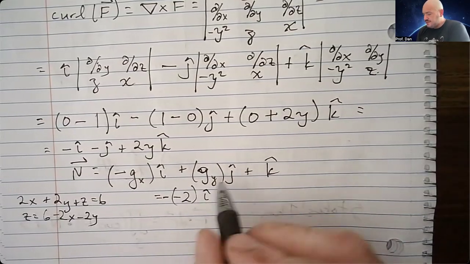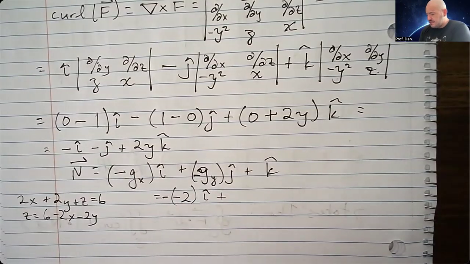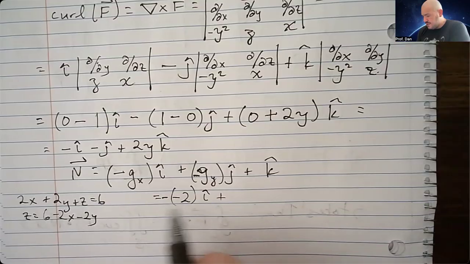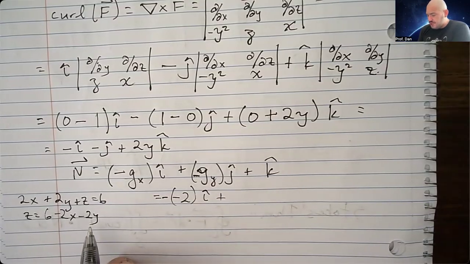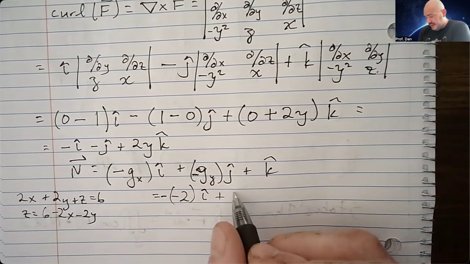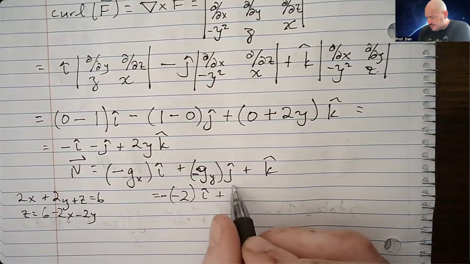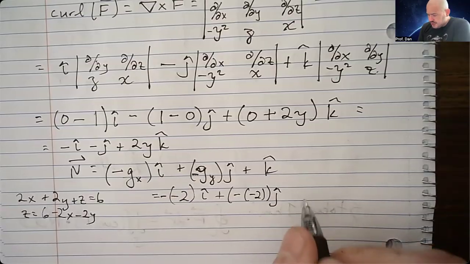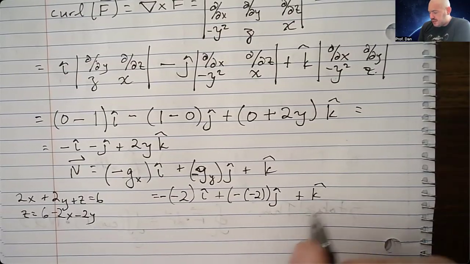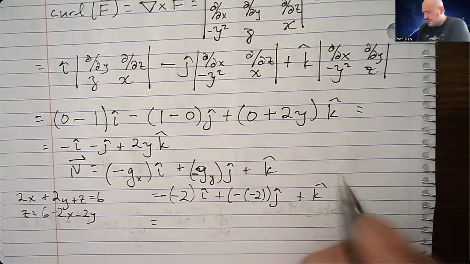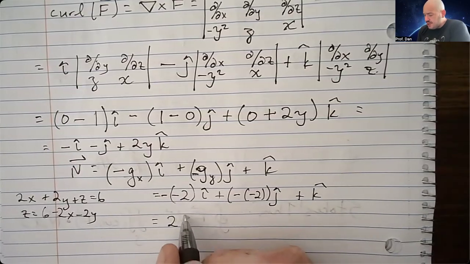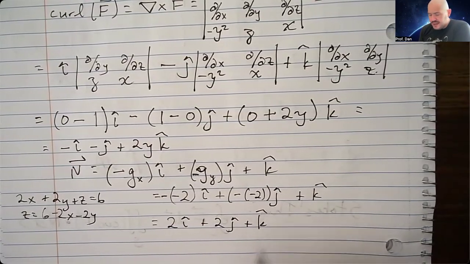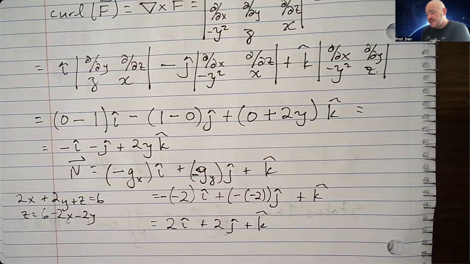All right, and then for g, that should also be negative. All right, derivative with respect to y, we get negative 2 again. So negative 2, and we don't have any work to do for k. So altogether, we get 2i plus 2j plus k as the normal vector n.